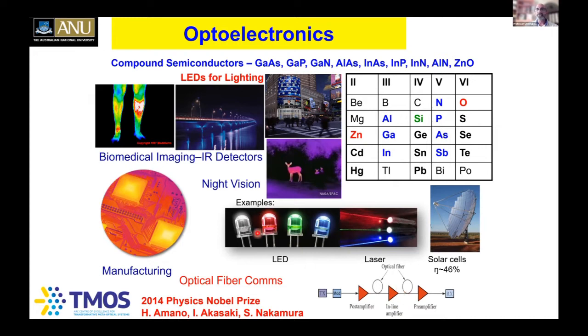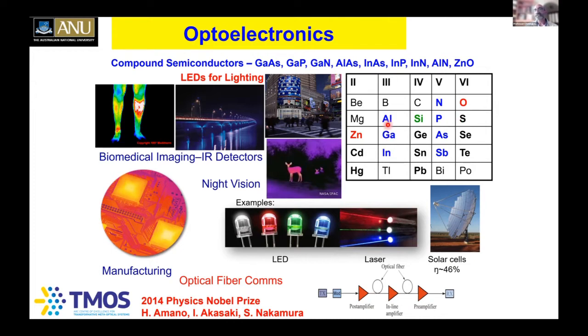So the materials which are used for making light emitters can also be used for light detection. And in fact, infrared detectors we make use of for biomedical imaging applications, night vision applications, and also for manufacturing, where you're able to detect where heat is generated in a computer chip where you're operating.